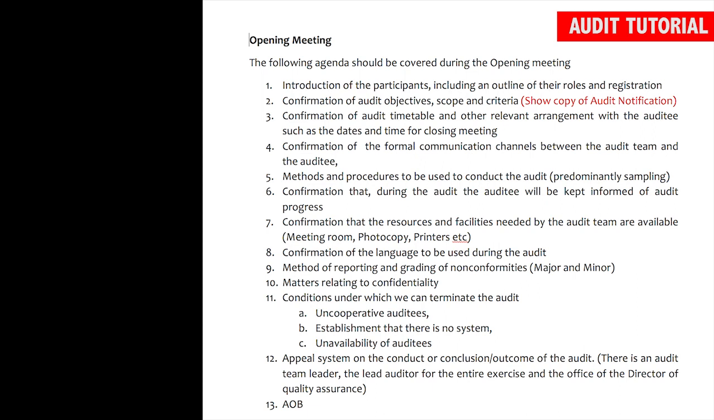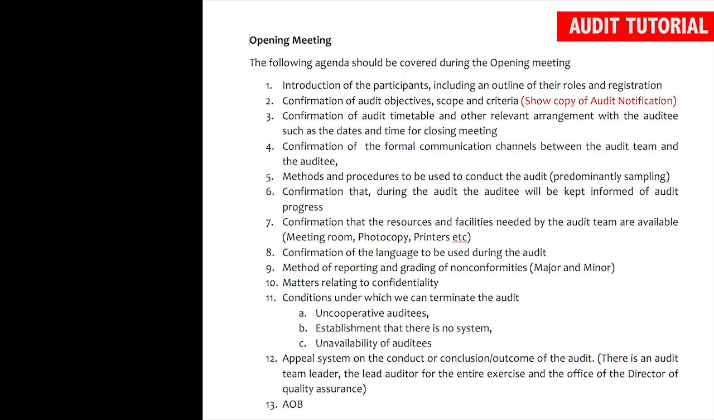Then we shall also indicate to the members present that there is an appeal system on conducting or conclusion of outcomes of the audit. The audit has a team leader, and there's a lead auditor for the entire exercise, and the lead auditor reports to the Office of the Director of Quality Assurance for purposes of the audit. And then any other business could be entertained during the meeting. So that is the second phase, which covers the opening meeting.